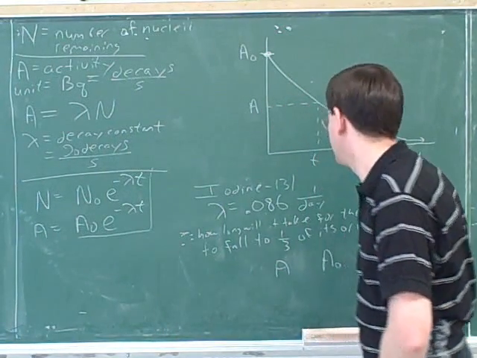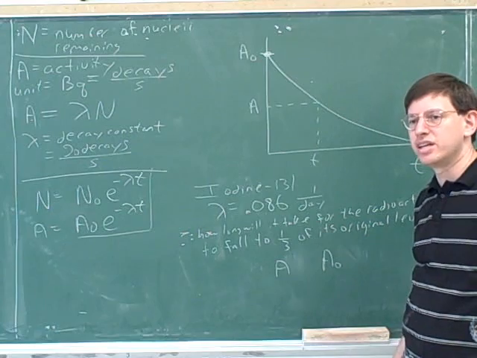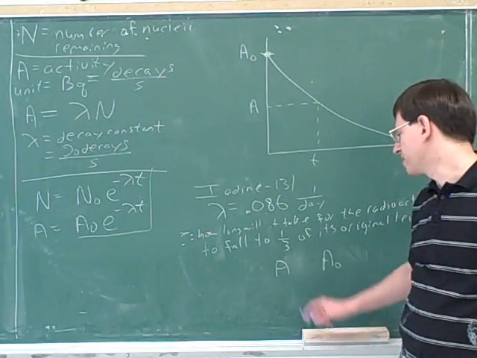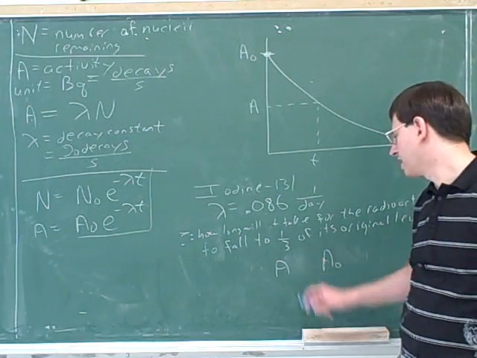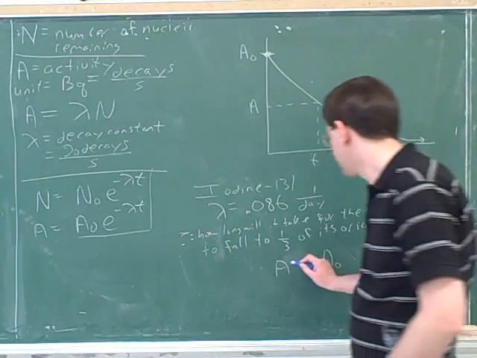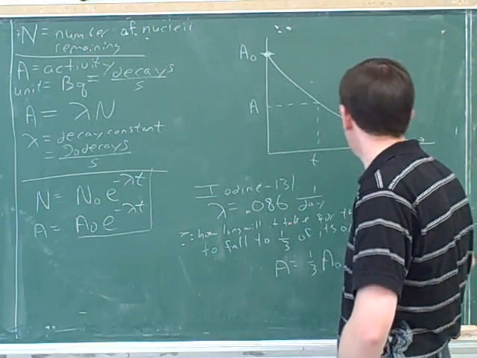What would be a good equation to relate A and A naught? If we want the radioactivity to fall to 1/3 of its original level, does that mean that A is 1/3 of A naught, or that A naught should be 1/3 of A? A should be 1/3 of A naught. Right.